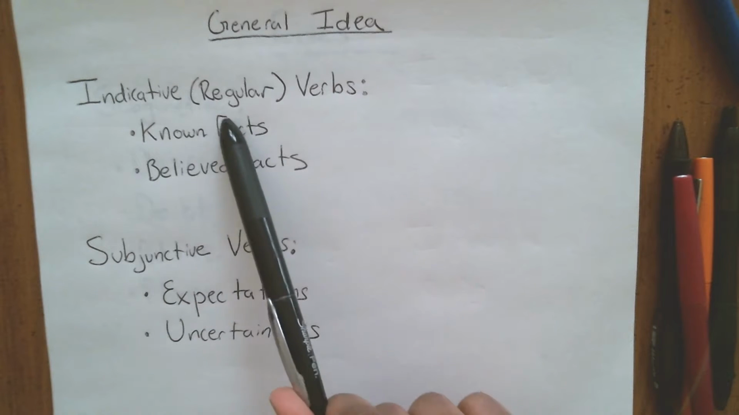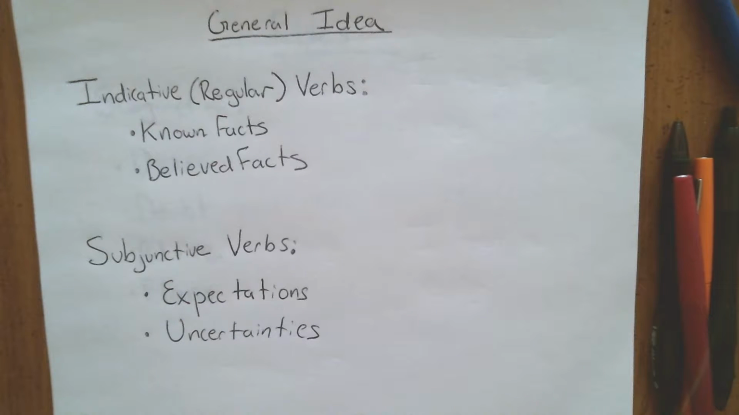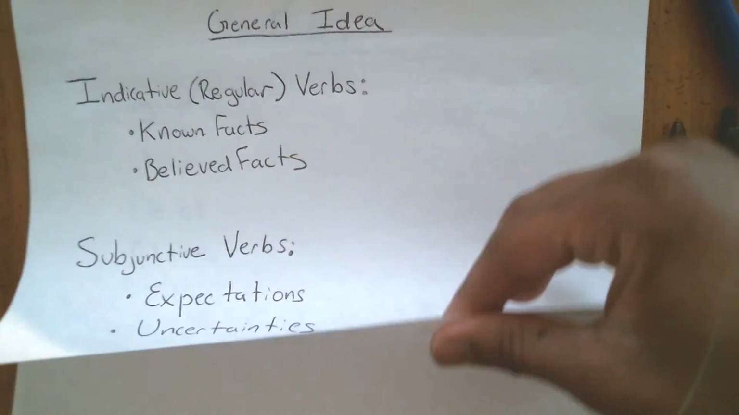The indicative, or the regular verbs, are for known facts and believed facts, but the subjunctive is used when you're trying to express an expectation and an uncertainty. Now, there are different types of ideas that you express that can convey expectation or uncertainty, and Spanish gives us rules for how to use the subjunctive in each of those situations as well.